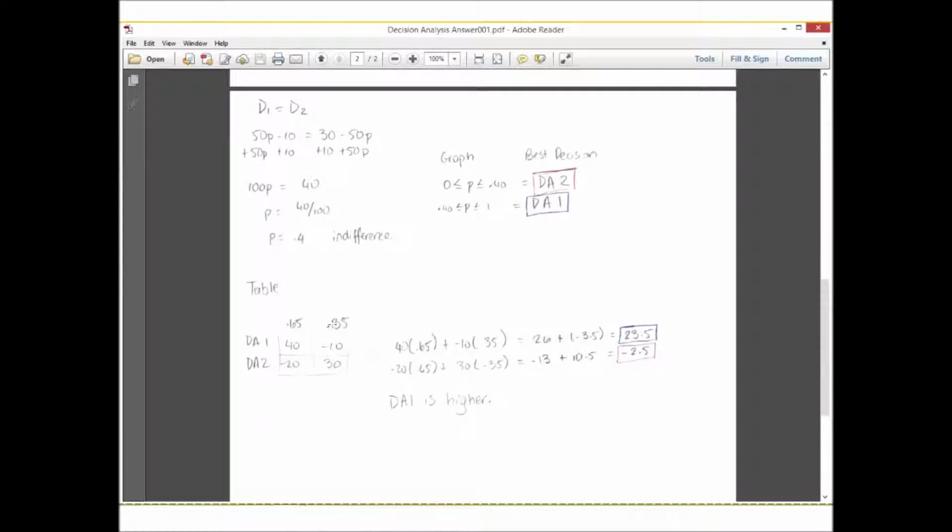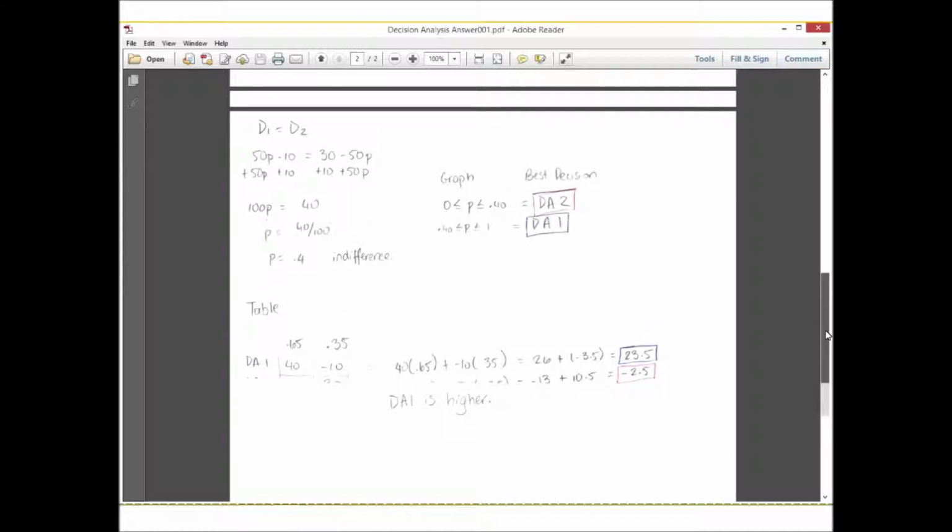So you go back to the table, you let P be 0.65 and 1 minus P is 0.35. You do the according math. So 40 times 0.65 plus negative 10 times 0.35 gives you 26 minus 3.5, 22.5. You do it again for decision alternative 2, and you get negative 2.5. This is the expected value without perfect information, because it's the higher of the two, of 23.5, decision 1 is higher.